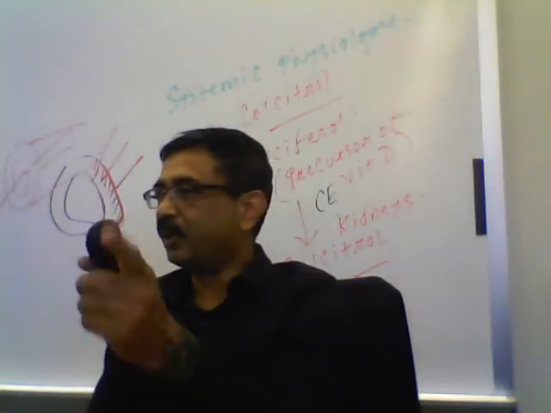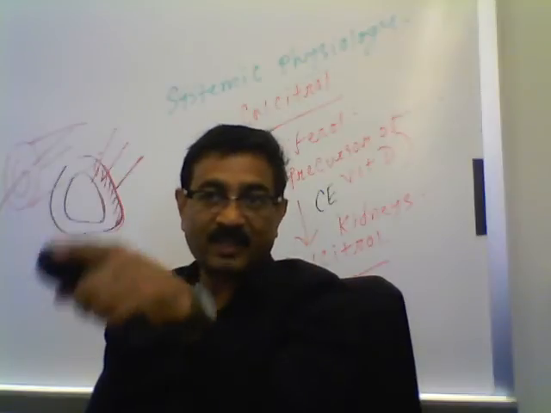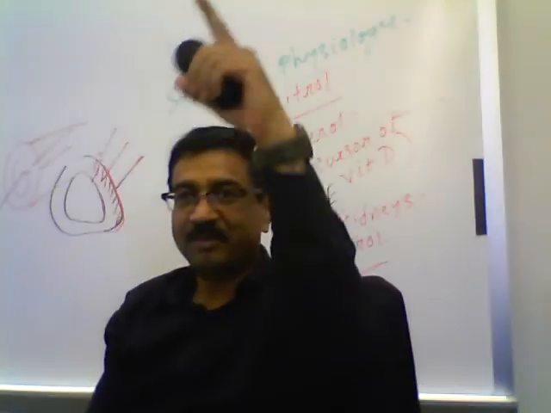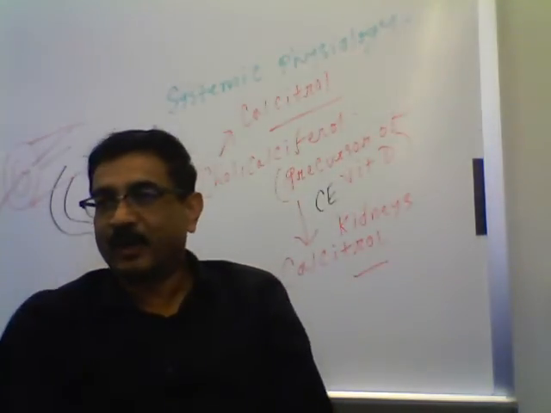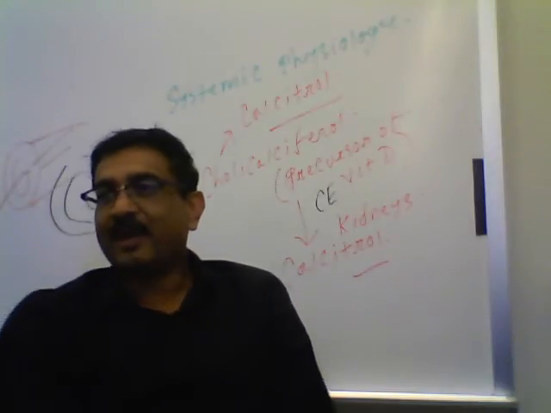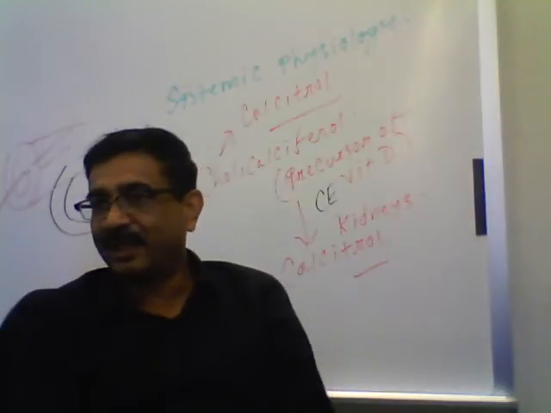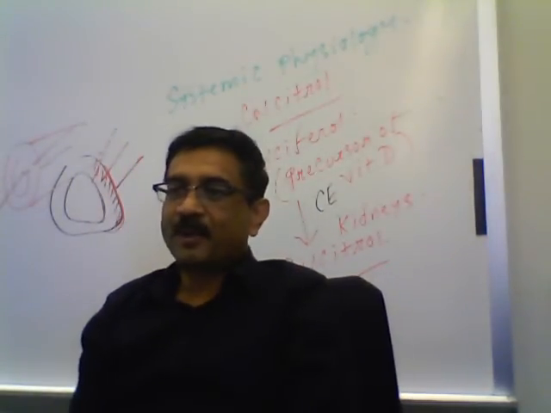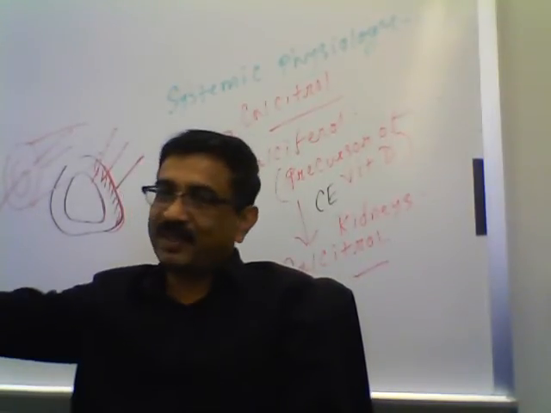So who takes the hormone to the site of action? Blood. Blood will take it. Who will produce it? The endocrine glands, right? And it will be secreted into the blood, and blood will take the hormone to the site of action. So here you see a few steps.